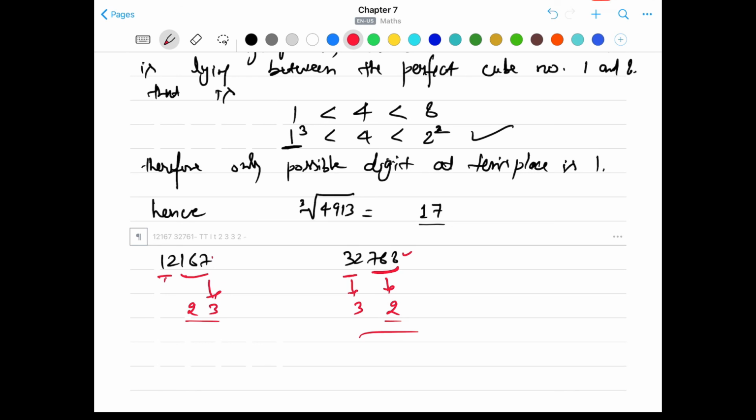With this we have concluded exercise 7.2 and also chapter number 7. I hope you understood all the questions. Now what you have to do is practice all these questions multiple times so that you will understand them better.